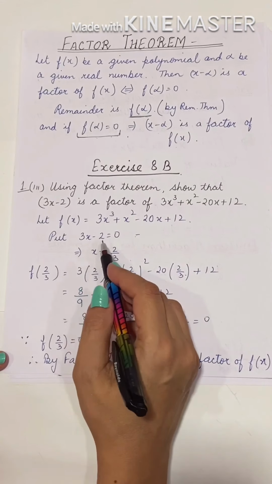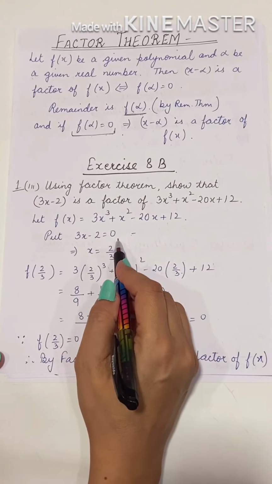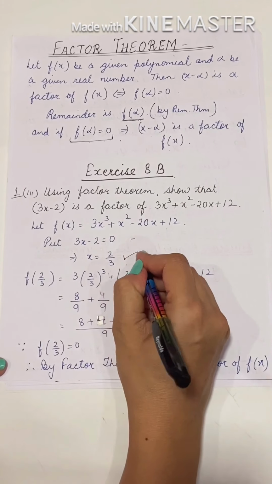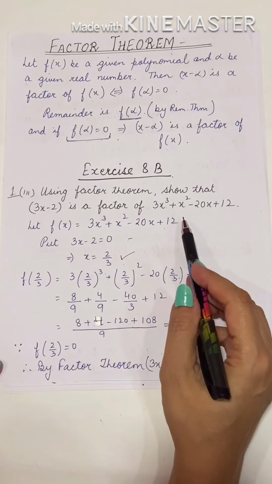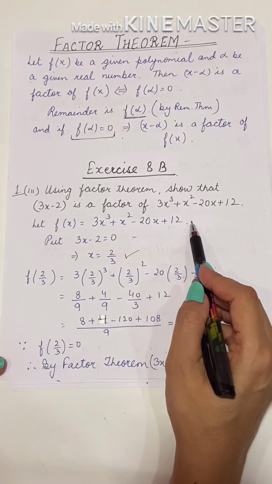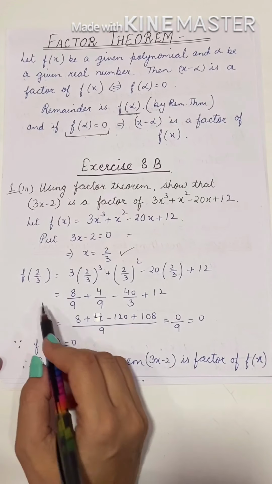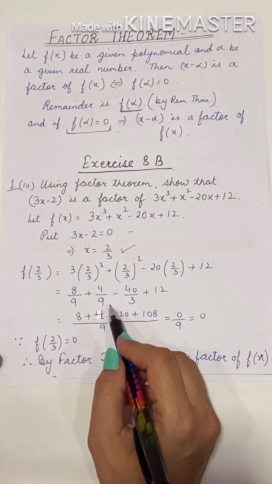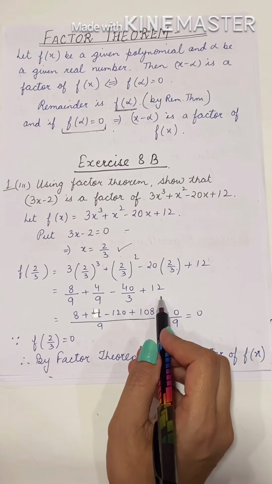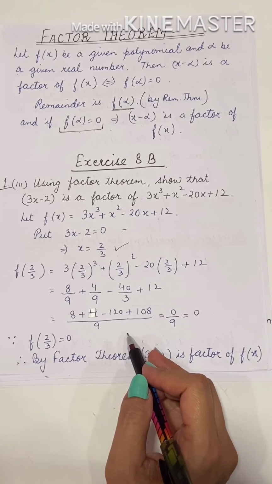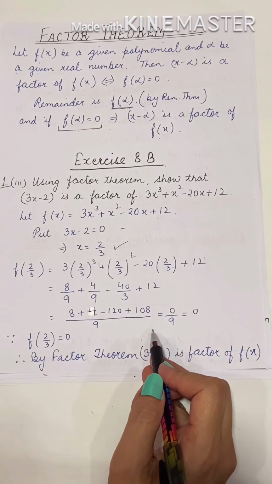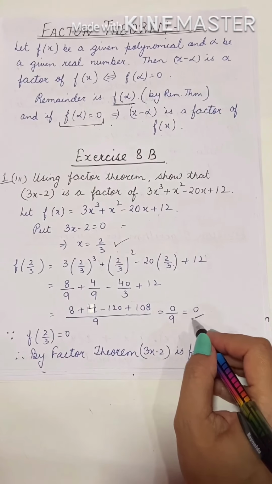For that, we take 3x minus 2 equal to 0. So the value of x comes out to be 2 by 3. In the given polynomial, we put x equal to 2 upon 3. So I have calculated f of 2 by 3. It comes out to be 8 by 9 plus 4 by 9 minus 40 by 3 plus 12. And after taking LCM, we simplify it and it comes out to be equal to 0.